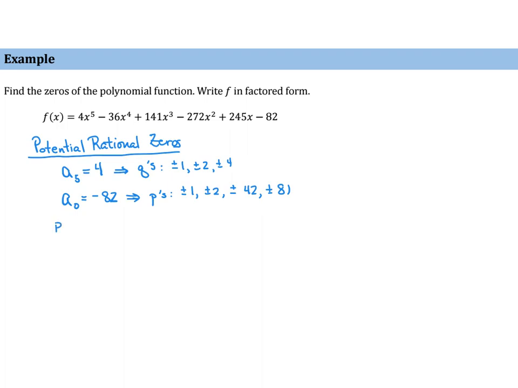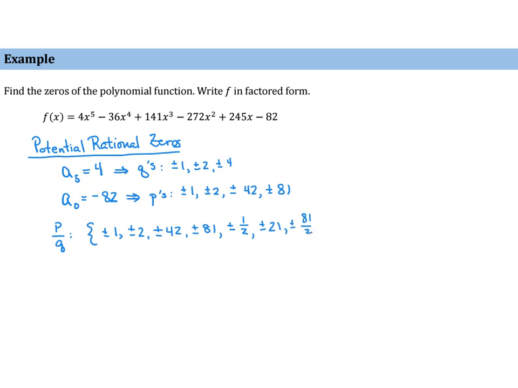So our p's over our q's are our potential rational zeros, and we'll take all of these divide by 1, all these divide by 2, all these divide by 4. So we have plus or minus 1, plus or minus 2, plus or minus 42, plus or minus 81. Now we'll divide everything by 2. Plus or minus 1/2. Plus or minus 2 over 2 is already done. Plus or minus 21. And then plus or minus 81/2.